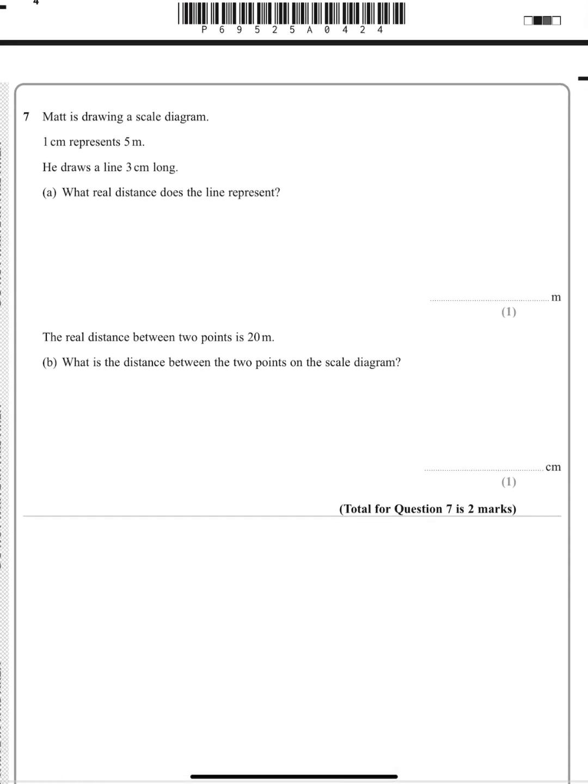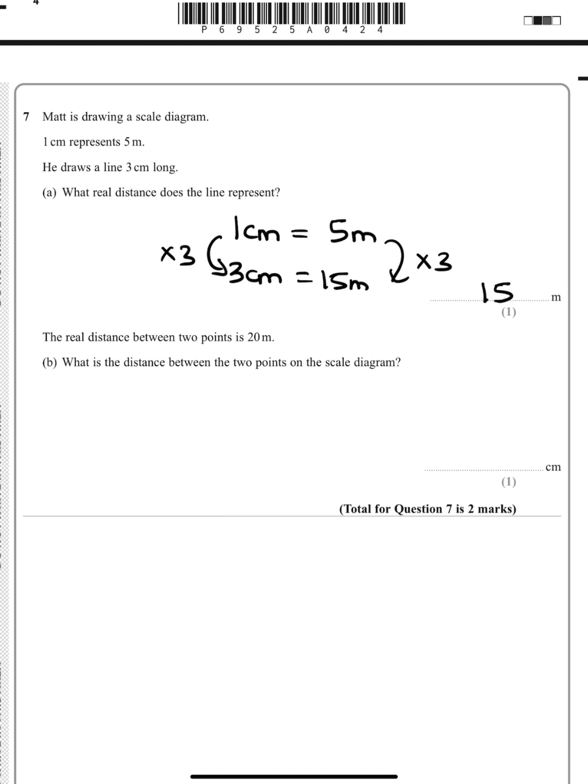Question 7. Matt is drawing a scale diagram. 1 centimetre represents 5 metres. He draws a line 3 centimetres long. What real distance does the line represent? So if 1 centimetre equals 5 metres, I'm going to write that down as an equation. And then we've got 3 centimetres beneath that. So what do we multiply 1 by to get to 3? Well, we multiply 1 by 3, so we have to multiply 5 by 3 as well, and we'll get 15. So the answer is 15 metres.